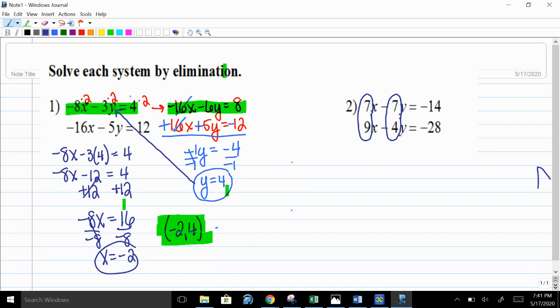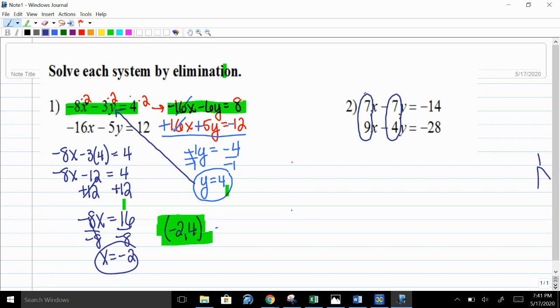This doesn't mean that you can't do the problem. This is a situation where we're actually going to have to multiply both equations. In number 1, we only multiplied and changed one of the equations. In this one, we're going to have to change them both. Now, you can attack it however you want.